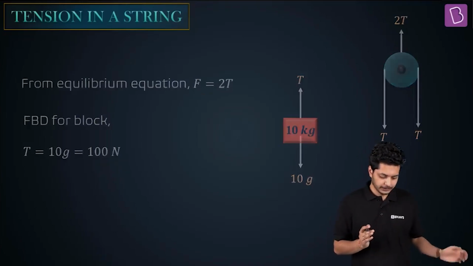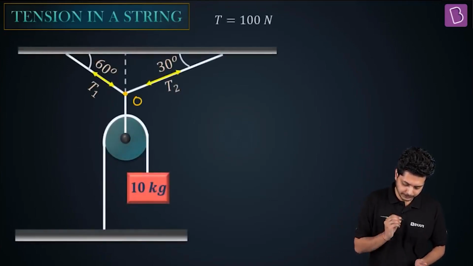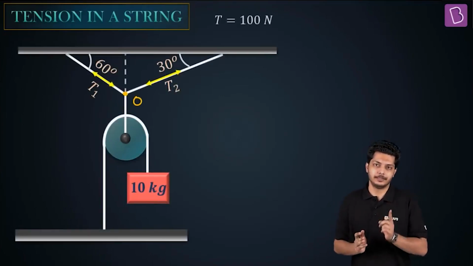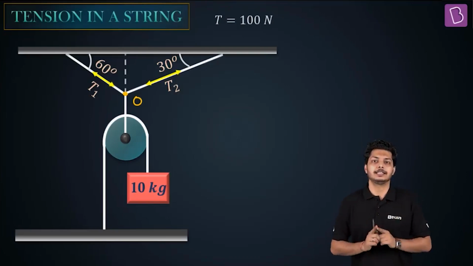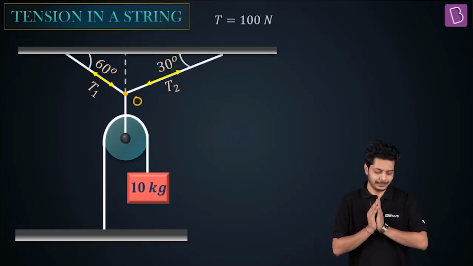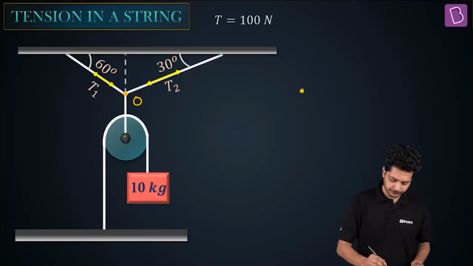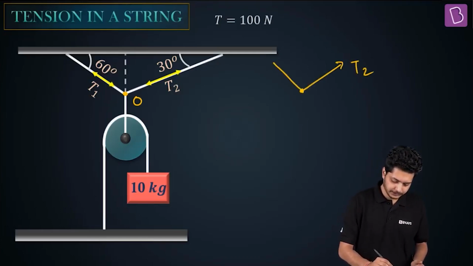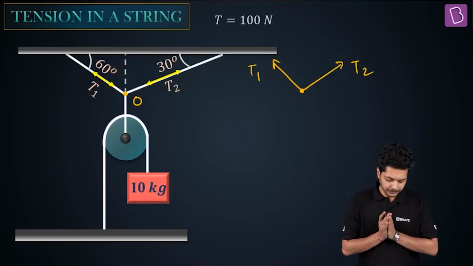Now moving on to a point, this junction point. Let's say I define it as O. At this point, at O, we are going to balance the forces, because since the arrangement is at rest, it is in equilibrium. Correct? Now, at point O, let's draw the forces. Here we have tension T2. In this direction, we have tension T1. Any other force? Yes.